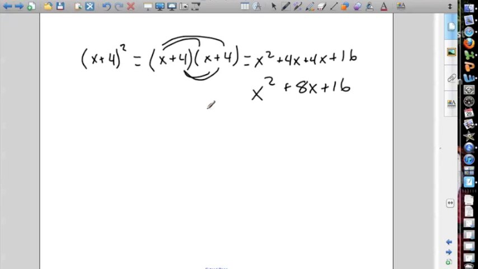Now, we still want to look at the pattern here, so that we can jump right from the beginning to the answer. The pattern is, when you're squaring something that's an addition problem like this, we square the first term and we square the second term. So x times x is x squared, 4 times 4 is 16. For the middle term, what we're going to do is multiply those together. So 4 times x, that's 4x. It always has the same thing, 4x plus 4x. So we're just going to take that and multiply by 2. 2 times 4x is 8x. And that's where this middle term comes from.